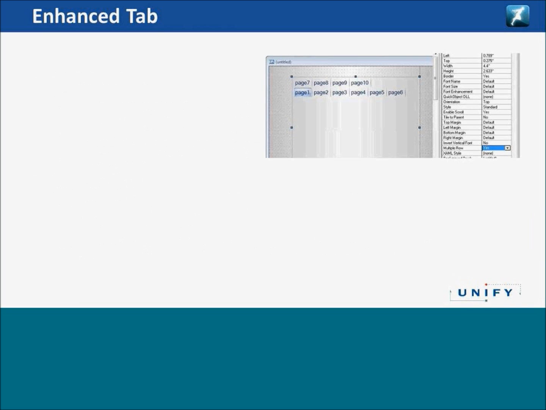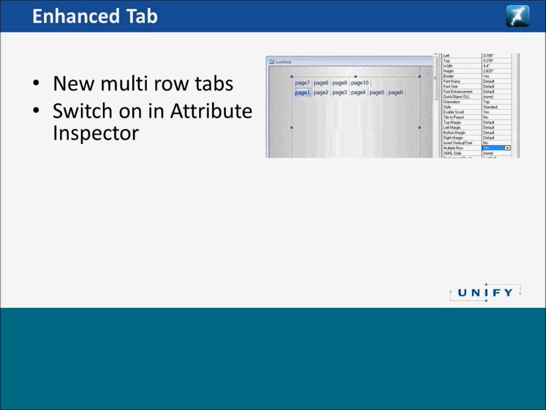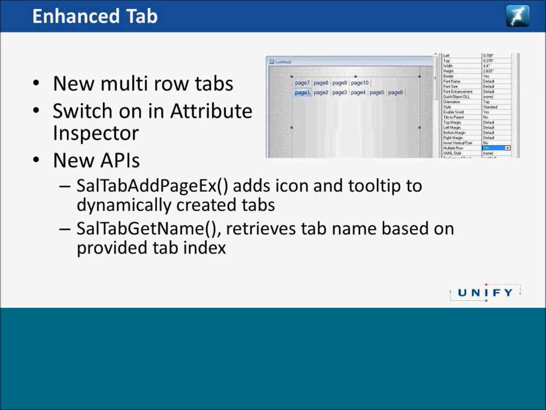And the enhanced tab control. Here you see the tab control on that screenshot that allows you to have multiple rows of tabs on a control. You switch that on in Attribute Inspector, and you have 2 new APIs for a tab. Both have been requested on the forums, actually. SAL tab add page X adds icon and tooltip to a dynamically created tab page. So if at runtime you create a tab page and want to add an icon and a tooltip to it, you can do that now.